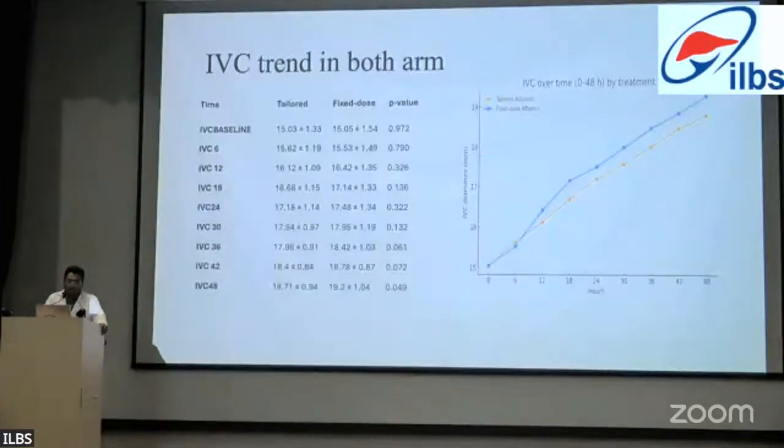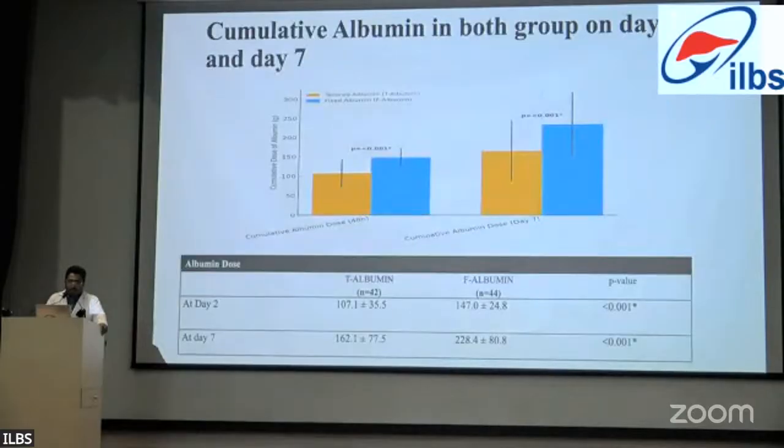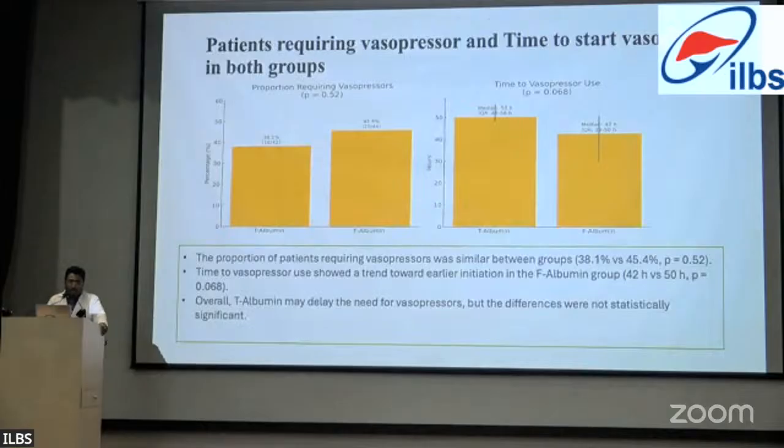So this is the albumin requirement at day 2 and day 7 in both groups, and that is also significantly different in both the tailored and the fixed dose group. Patients requiring the vasopressor were in the tailored group. We have 16 patients out of the 42 who showed no recovery at day 2, and they were started on the vasopressor. Among the fixed dose albumin group, this number is around 20.